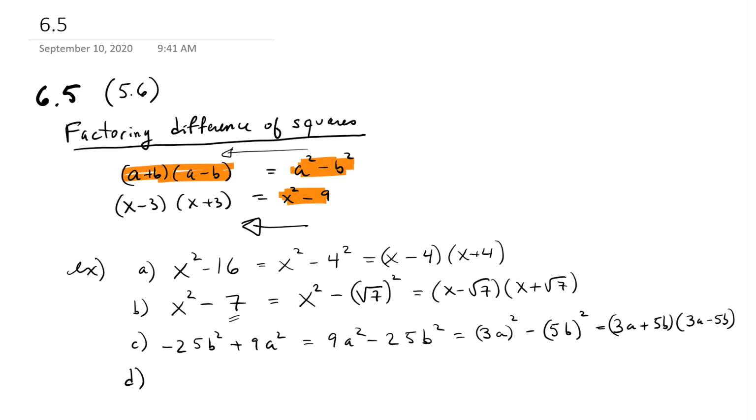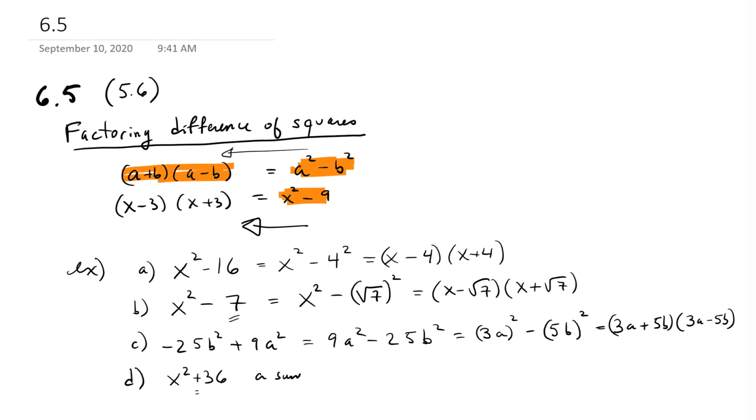So example D, let's say I have x squared plus 36. Now that's not a difference of squares. I've got something squared plus another thing squared, right? The 36 is 6 squared. When you have that, it cannot be factored. So when you have a sum of squares, it cannot be factored.